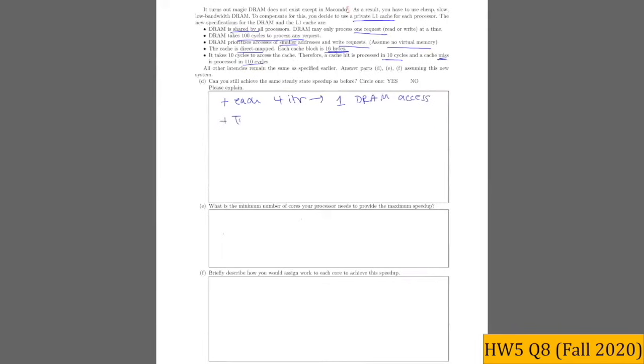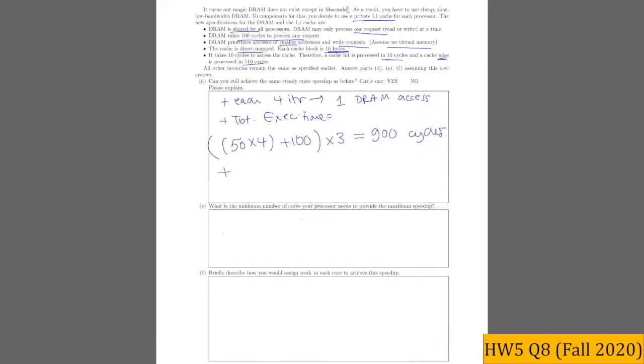And then the total execution time of the serial program would be basically 50 per iteration. So per each 4 iterations, you would have 100 for the DRAM. And among those 12 iteration batches we would have here, we need to multiply by 3. So that would turn out to be 900 cycles.